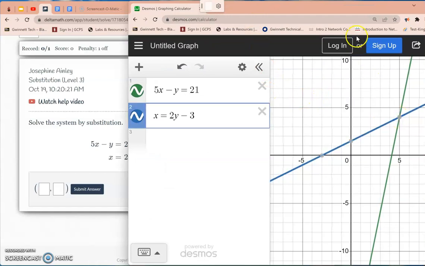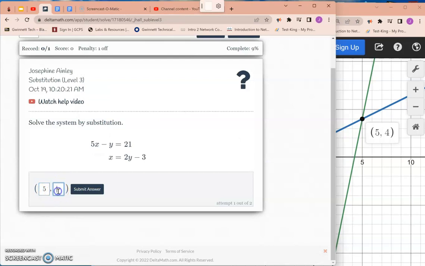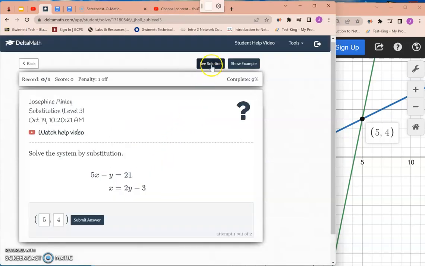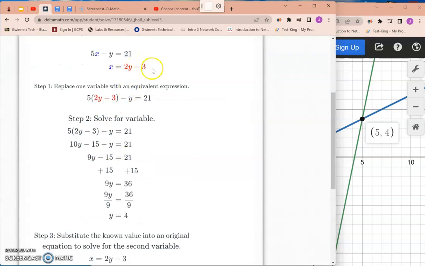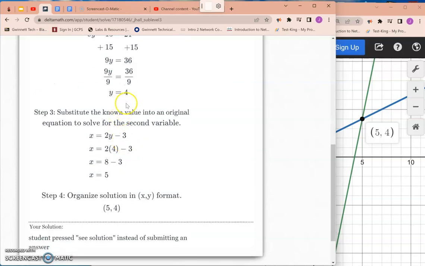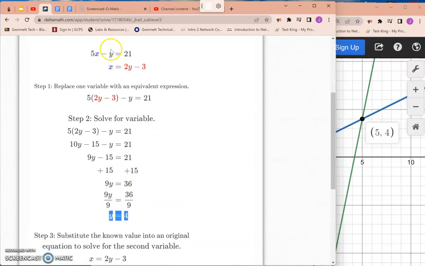You can literally just click on it on Desmos and it'll tell you what it is. So my solution is 5, 4. Now we can obviously do this by hand. In fact, I'm going to get it wrong so that I can show you. You're substituting this part into x. So substitute this part where you see x. You take this and put it in here, and then you distribute and solve the equation to get y equals 4.